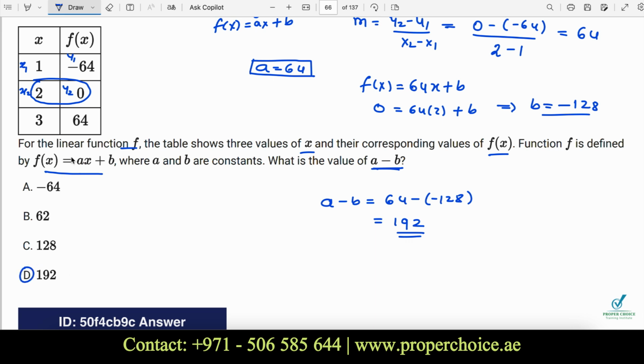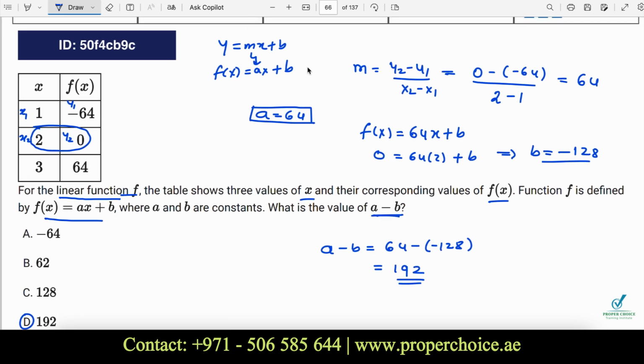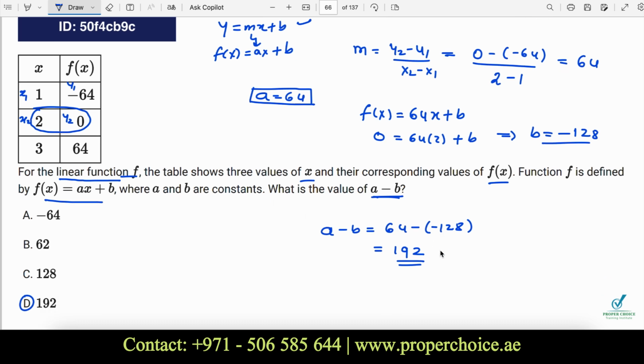So as long as they give us the hint linear function or linear equation, try to relate it with the equation of a line, find out the slope and intercept, and use those to solve it further.